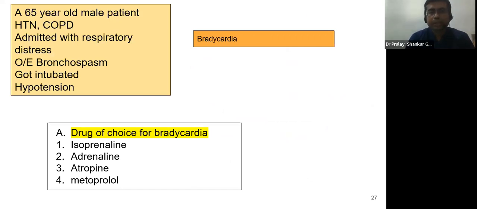Now your patient has developed bradycardia suddenly. What is the drug of choice for bradycardia? May I expect some answers? Isoprenaline, adrenaline, atropine, and metoprolol.